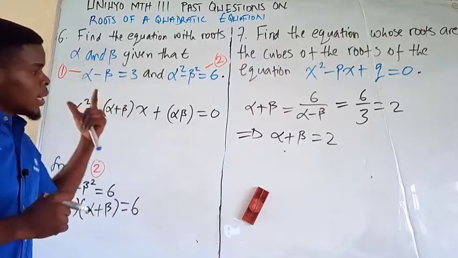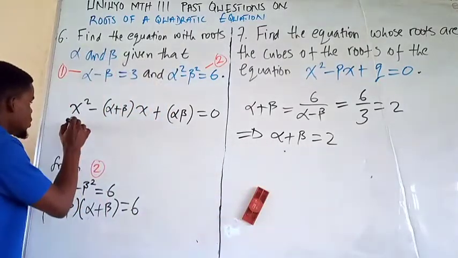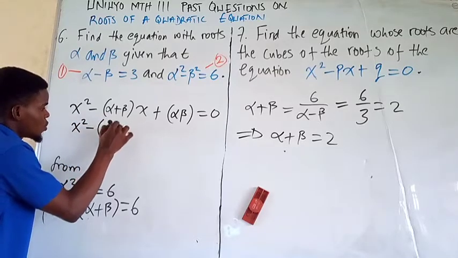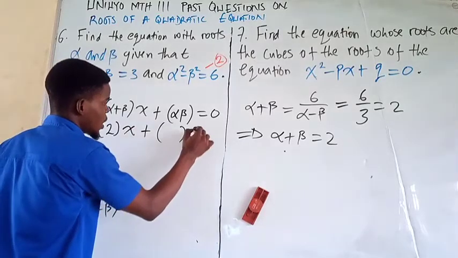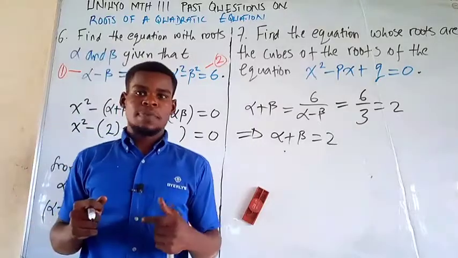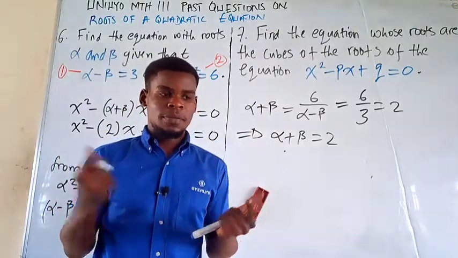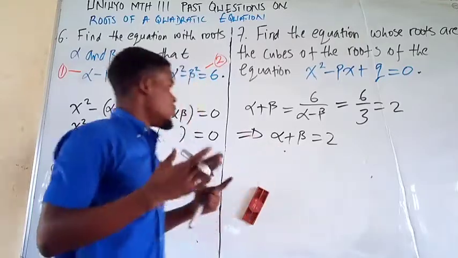Now, since we've gotten the sum, I would like to do this. I'll just put it down here: x squared minus the sum, which is just 2, x plus the product. So we will need to get the product, alright? Now, there's no way I can just simply get the product from this. I have to solve for the values of alpha and beta, or the manipulations will be too much. So let me just do it straight.